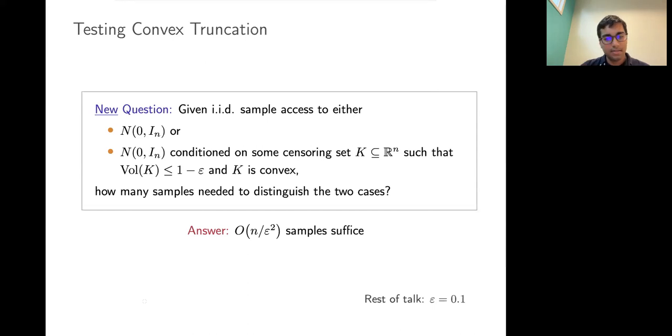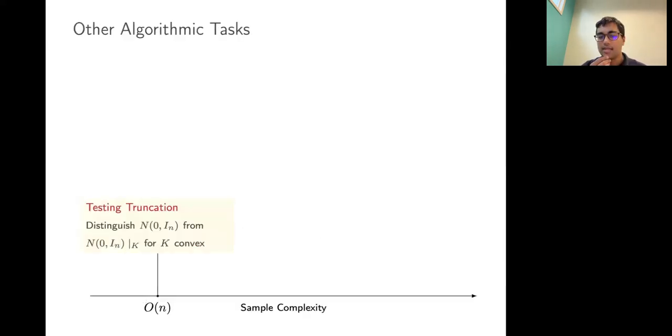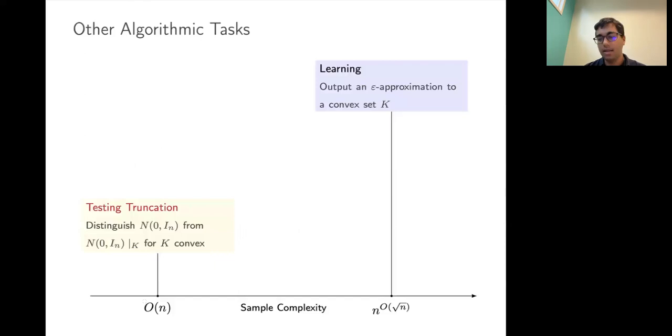Great. So let me convince you that this linear in n sample complexity is actually interesting or impressive. To see this, let's put down an x-axis where you're looking at sample complexity, and this testing truncation sits over here with linear sample complexity. Another natural algorithmic task to do with convexity and the Gaussian distribution is learning a convex set. So you're getting labeled samples. So you get a draw from the Gaussian distribution, and you're told whether this draw is in the set or not in the set. So it's labeled. And you want to output an approximator to the convex set. And this problem requires n to the root n samples, right?